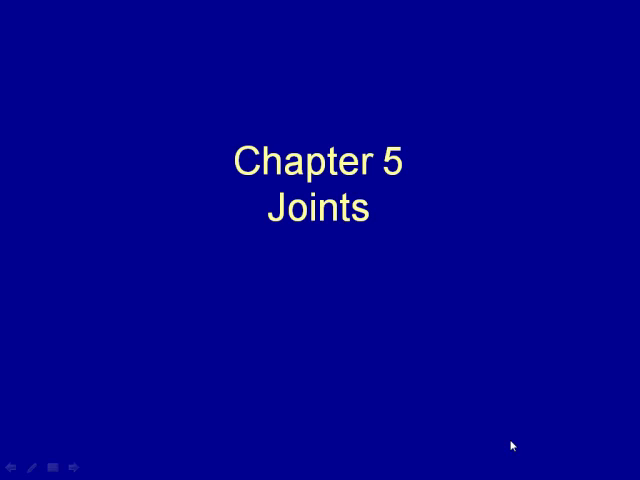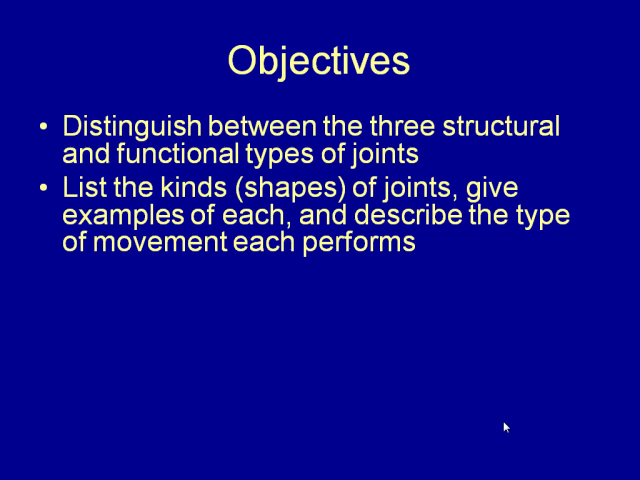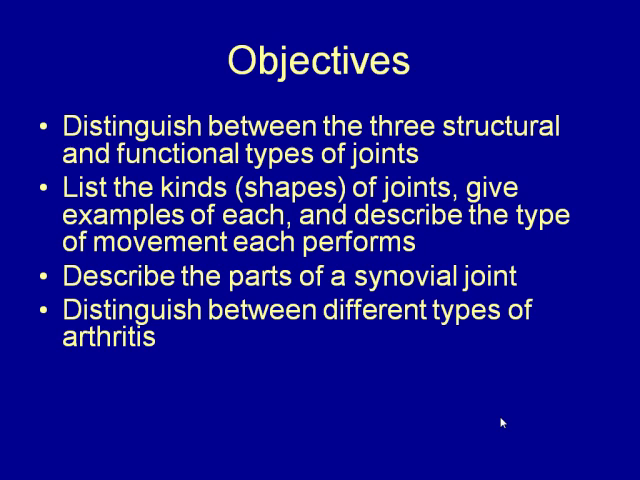The other part of the skeletal system we need to explore are the joints. Your objectives for this segment are to be able to distinguish between the three structural and the three functional types of joints, list the kinds or shapes of joints, give examples of each, and describe the type of movement each performs, describe the parts of a synovial joint, distinguish between different types of arthritis, and describe homeostatic imbalances related to joints.